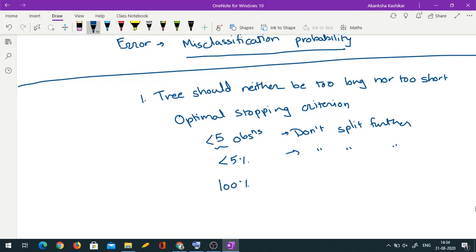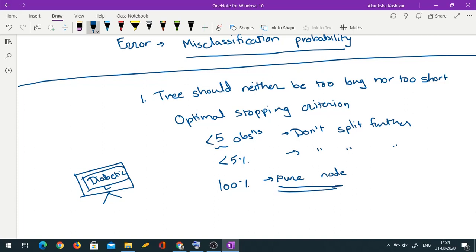Another option is if you have a 100% pure node. What do I mean by pure node? In the earlier example, diabetic, non-diabetic, if I get a leaf node where everyone is say diabetic, then splitting it further is not going to help, because here itself everyone is diabetic, so I am getting 100% accuracy. So if you have a pure node, you won't split it further. In a regression setup, getting a pure node would be difficult, because pure node means every observation should have the same value of y. So that is generally difficult.